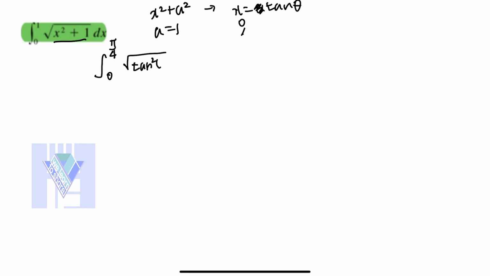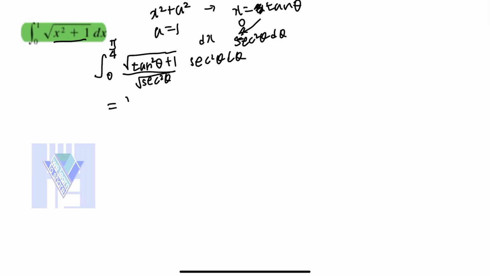And you would have x squared plus a squared, so you would have tangent squared theta plus 1, and dx would be secant squared theta d theta, like this. And because this is the same as secant squared, you would have the integral from 0 to pi over 4 of secant theta times secant squared theta d theta. We need to just integrate this, and let's integrate this by partial integration.